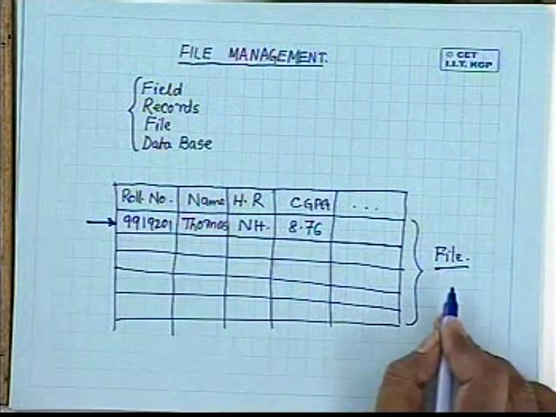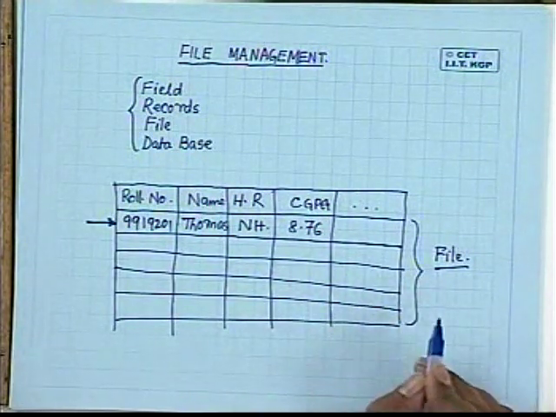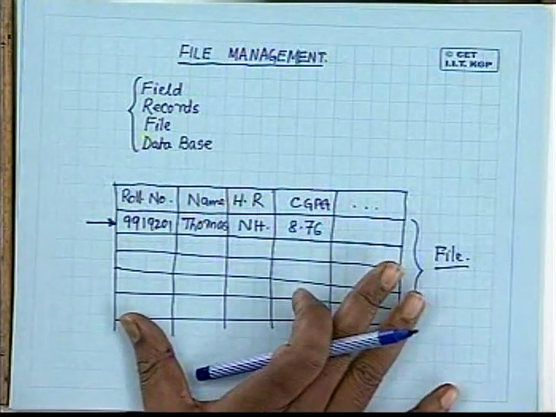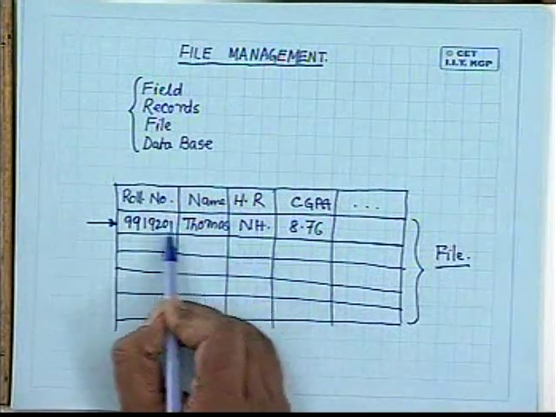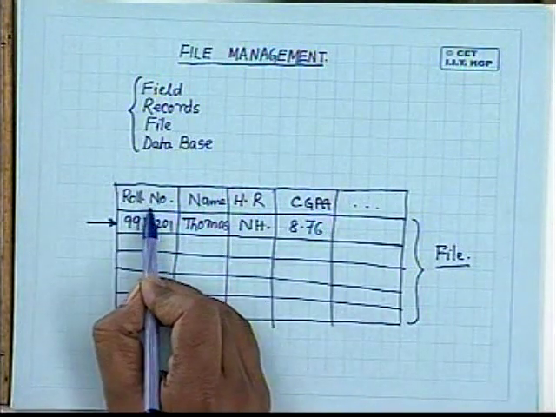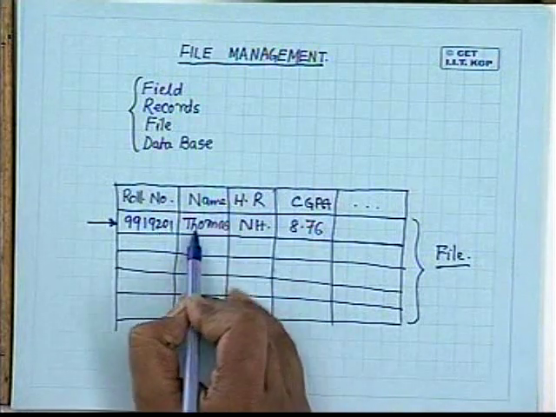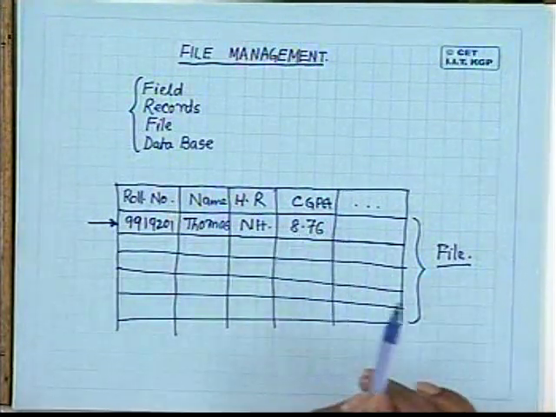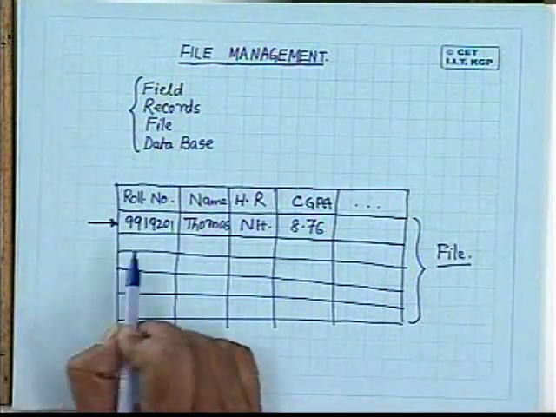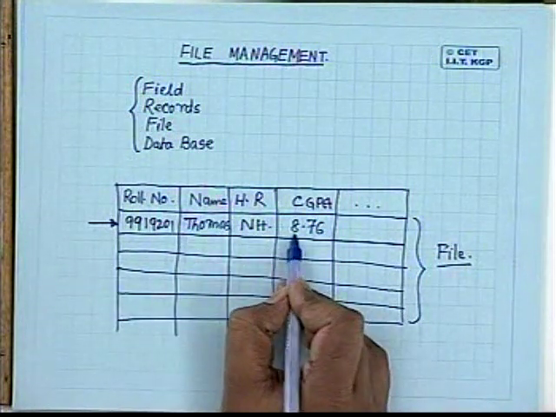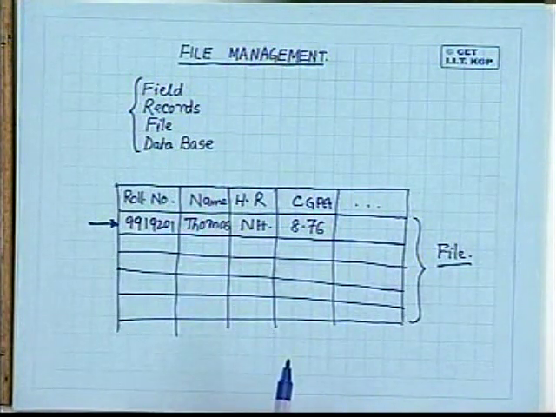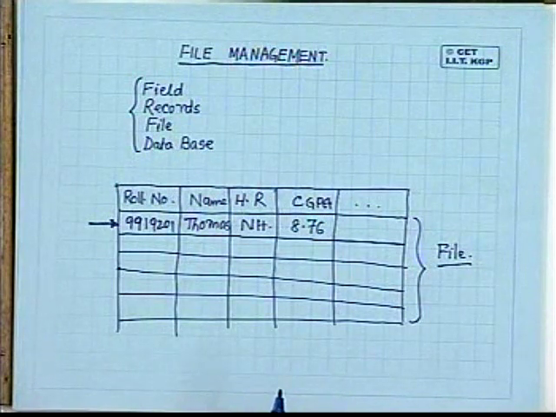Right? So whenever we store a file, this file can be stored in various forms. Say for example, if I have a regular format like this, and I want to store this file, then for each of these entries, I need not specify what is the corresponding field. When I store this, I need not specify roll number 9919201, name Thomas, hall of residence Nehru Hall, CGPA 8.76. These details need not be put. I can simply put 9919201 followed by Thomas, followed by Nehru Hall, followed by 8.76, because this file has a regular structure.